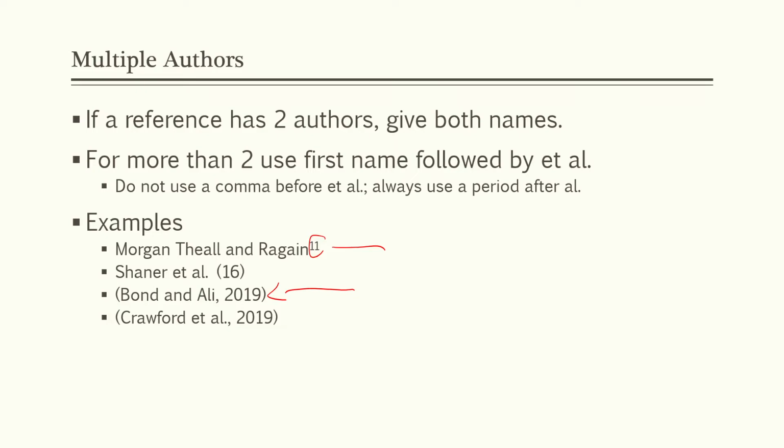If there's more than 2 authors in the reference, then you have to follow the first name with et al, like here and here. And notice that the et al has a period after it. You don't use a comma before et al, but you may need to use a comma after et al, especially for a date. If you're using the numbering system, this one should have been in italics. We'll change that. Then it depends on the numbering system, either superscript or the parentheses with the italics.